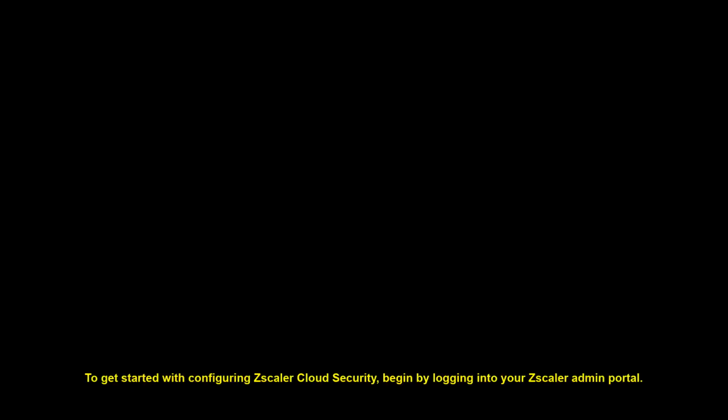To get started with configuring Zscaler Cloud Security, begin by logging into your Zscaler admin portal. Once you are logged in, navigate to the Administration tab on the top menu. From here, select the Identity section to set up user authentication. Choose your preferred method of authentication, such as SAML or Active Directory. Enter the required details for the chosen authentication method, including your identity provider settings.